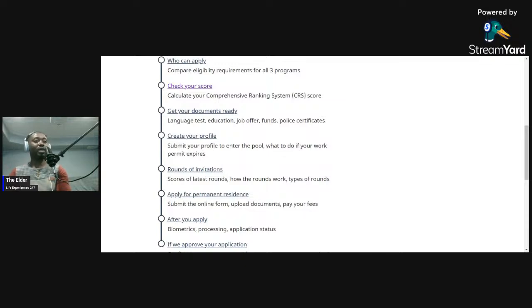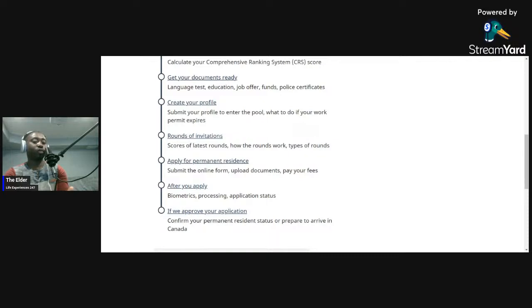And now that I already had my exact scores, I could see how many points I have exactly. And then afterwards, I did my academic evaluation. After I did my academic evaluation, I created an account and submitted my profile. So that is how it works. You create your profile and submit it.